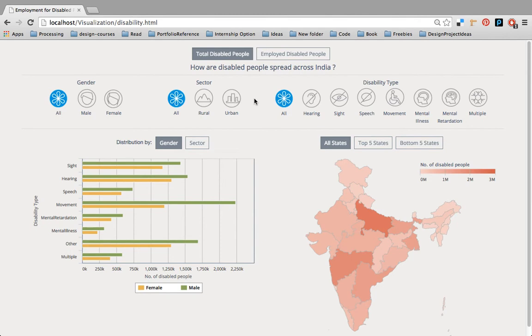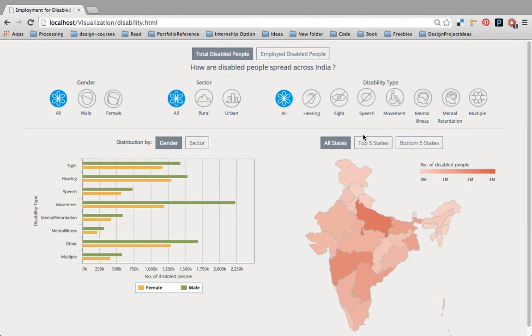The filter section over here has three different categories of filters. There is gender, male, female; sector, rural, urban; disability types like hearing, sight, speech, movement, etc. Another interesting category of filter over here is all states, top 5 states, and bottom 5 states.